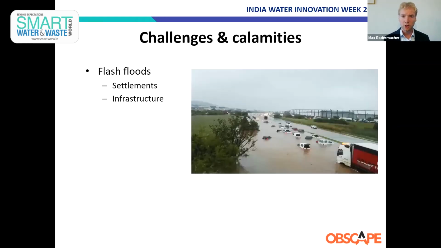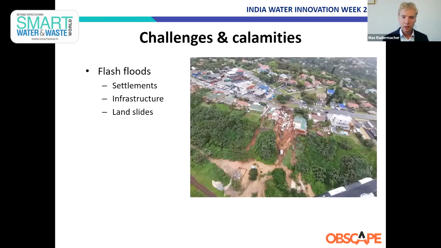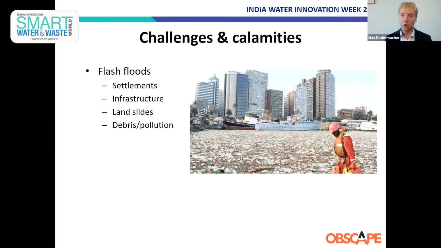Or infrastructure, as you see here. Next, please. It can even trigger landslides, as you can see from this aerial shot. Next, please. And all the stormwater runoff brings along a lot of debris and pollution that ends up either in the estuaries or at the coast or even in the harbor basins of the large harbor of Durban. Next, please.